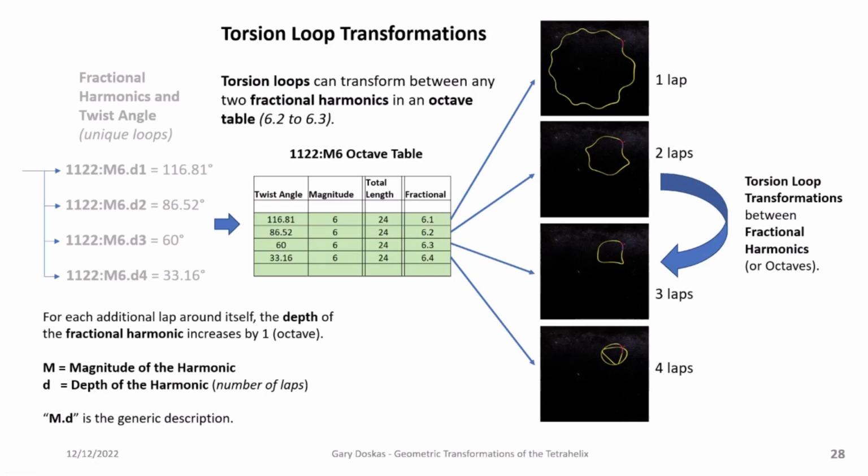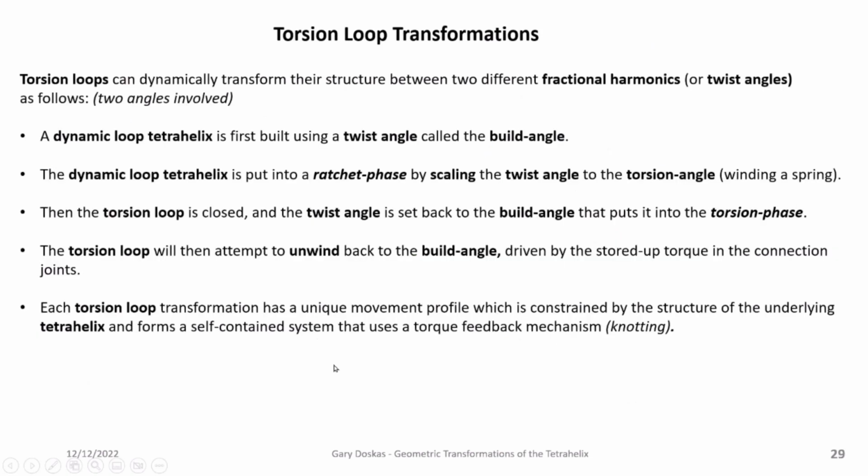From a nomenclature perspective, in this fractional column here of 6.1 through 6.4, I'm using a generic description of m dot d, where m is the magnitude of the harmonic and d is the depth, or the number of laps around. Just a way to describe and classify it. A little bit more on these torsion loop transformations: these torsion loops can dynamically transform their structure between two different fractional harmonics, or two different twist angles. So now there are two angles involved, so now we have 4 parameters in essence that we're changing.